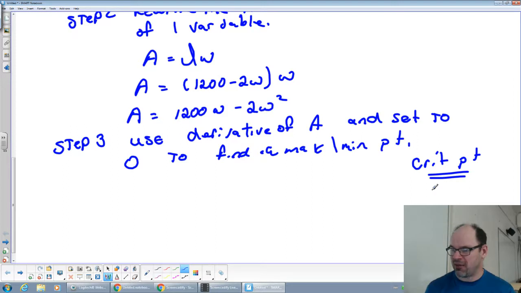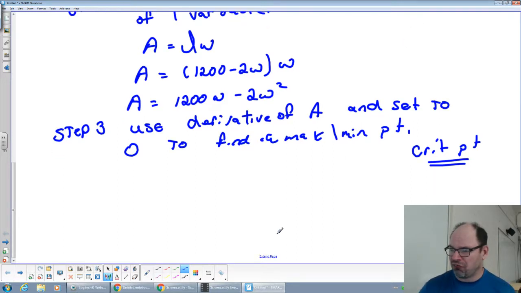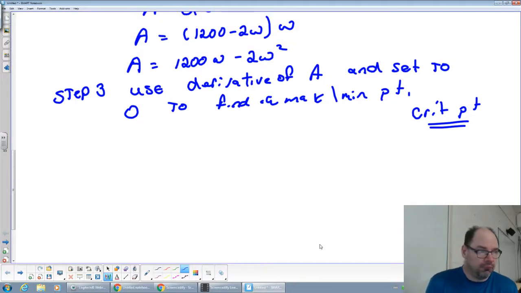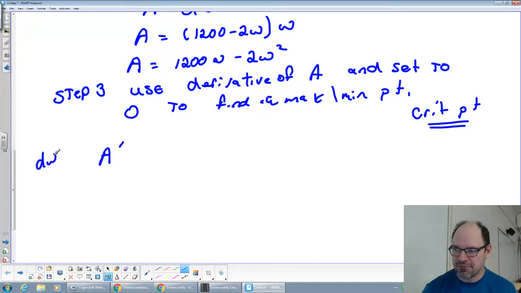So, okay, let's do that now. Let's solve for our maximum area. We're going to take A prime with respect to W in this case, so we're actually taking dA/dW, or A prime is the way I like to write it. The derivative of this would be 1200 minus 4W.